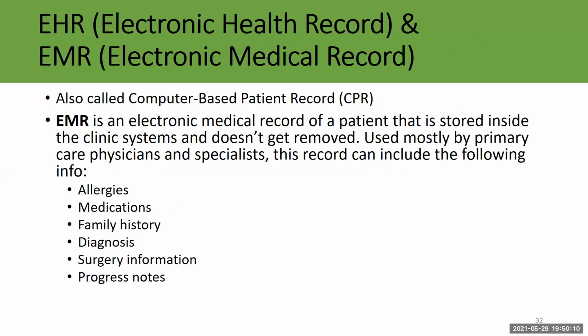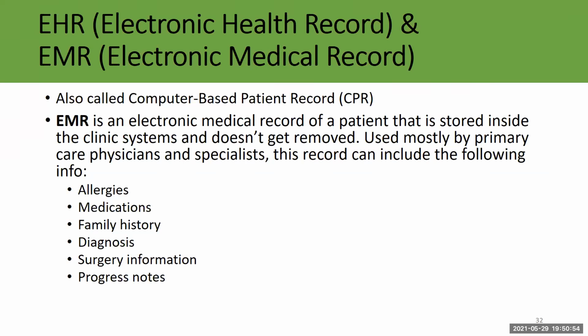So the first of these systems, which you have heard a lot about, is the electronic health records and the electronic medical records. They are also called together computer-based patient record, or the CPR. So EMR and EHR systems, you know that, replace paper patient records, and the medical information on each patient is collected and stored electronically inside the EMR and EHR. These records usually include patient health information, test results, doctor and specialist visits, healthcare treatments.